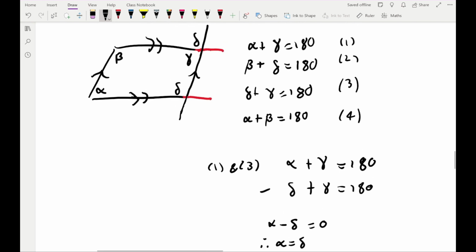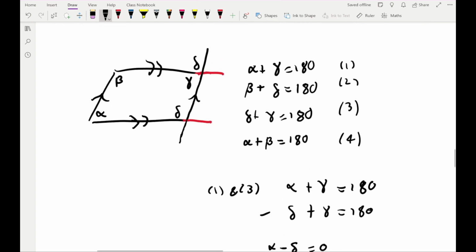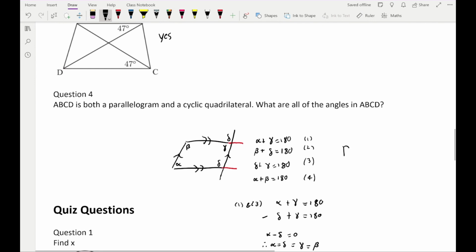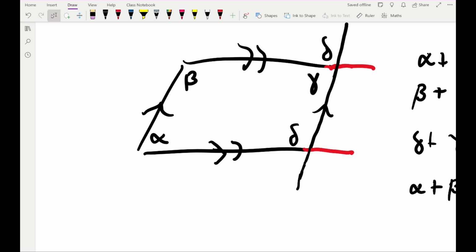Once you have alpha equals delta, it basically locks in everything else. So alpha equals delta equals gamma equals beta, which all equal 90 degrees. So this special shape is a rectangle. Kind of a tricky proof, but it all relies on those parallel line theorems along with the opposite angles adding to 180 in a cyclic quadrilateral.